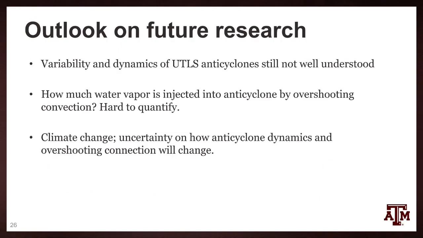There are many future paths of research. For example, the variability and dynamics of these anticyclones are still not well understood. Also, the question of how much water vapor is injected into the anticyclone by overshooting convection is hard to quantify. Finally, of course, there's also climate change. There's a lot of uncertainty on how anticyclones will change in the future, as well as how overshooting convection may change.